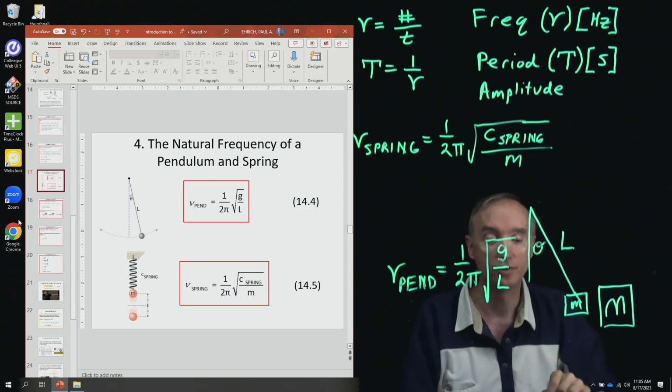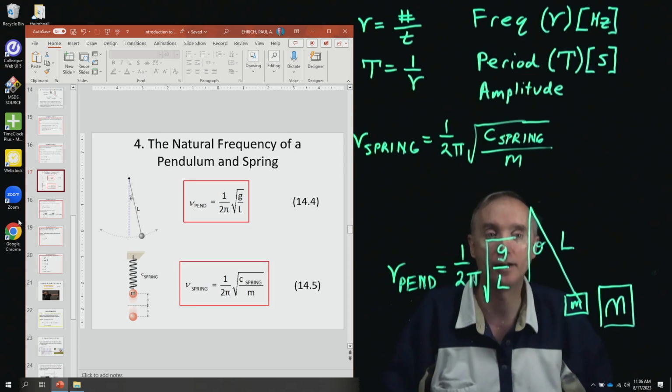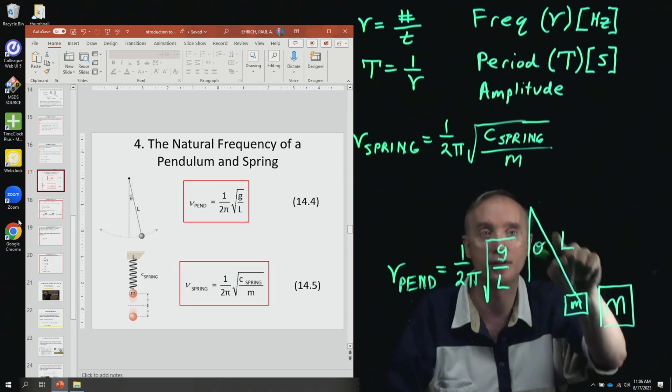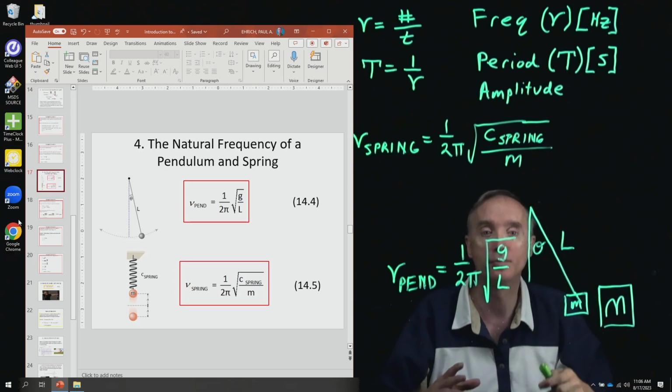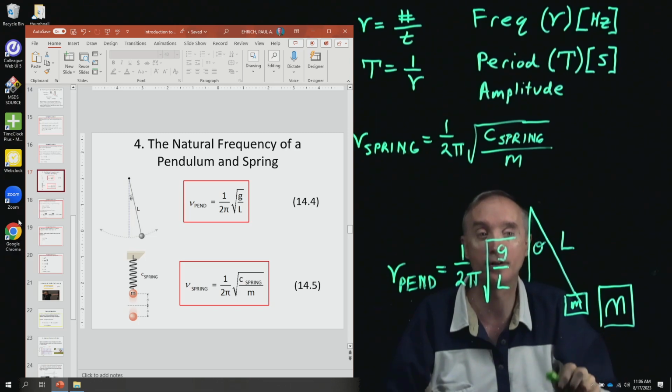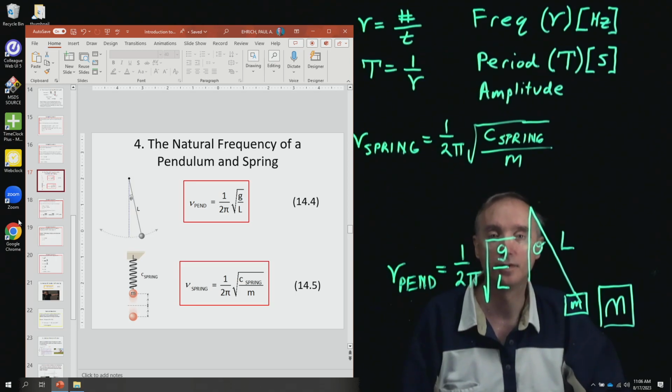All right, now try this one though. What about if you went to a different planet? Let's say you go to the moon and you've got this mass. It's going to be the same L, but what's going to be different is that you're on a different planet. What's going to happen? Do you know anything about the moon?